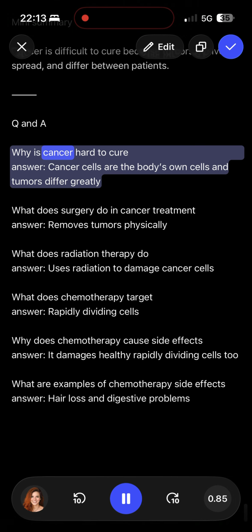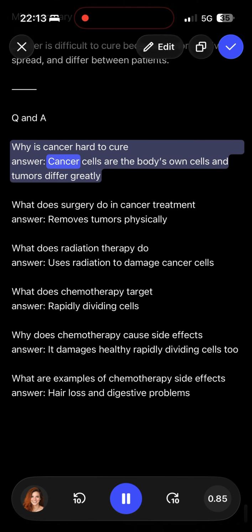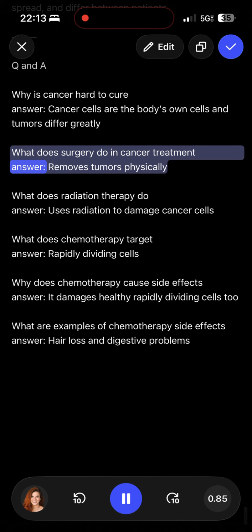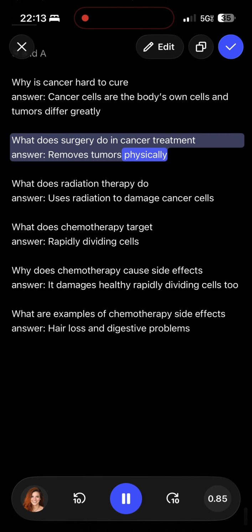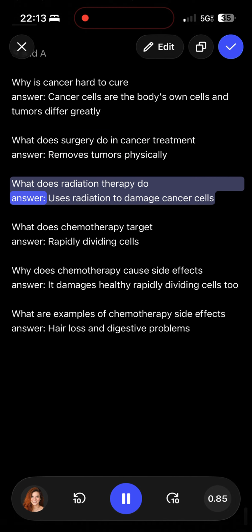Q&A. Why is cancer hard to cure? Answer: cancer cells are the body's own cells and tumors differ greatly. What does surgery do in cancer treatment? Answer: it removes tumors physically. What does radiation therapy do? Answer: it uses radiation to damage cancer cells.